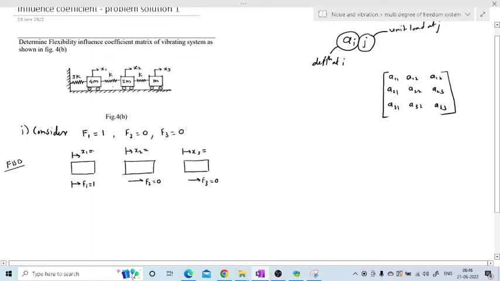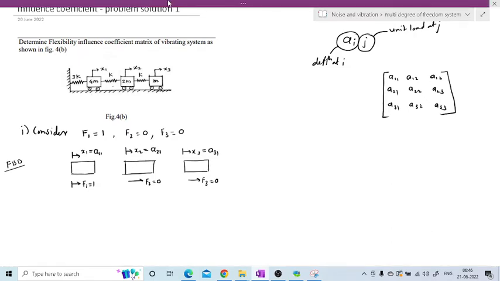So according to that, I'll write here A11. Why this is A11? Because we are determining the deflection at 1 means x1 because of unit load at 1. See here, unit load at 1. Similarly, here what we can write? Deflection at 2 due to unit load at 1, because we will determine the deflection x2 and we have provided the load at 1. Similarly, here what we can write? A31, that is deflection at 3 due to load at 1. So x1 will be A11, x2 will be A21 and x3 will be A31.